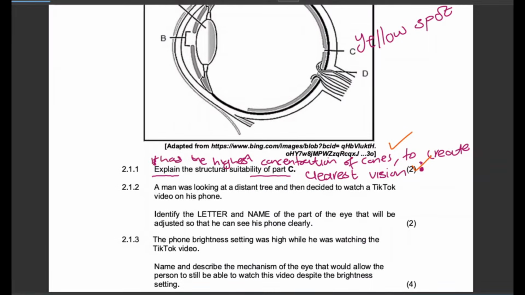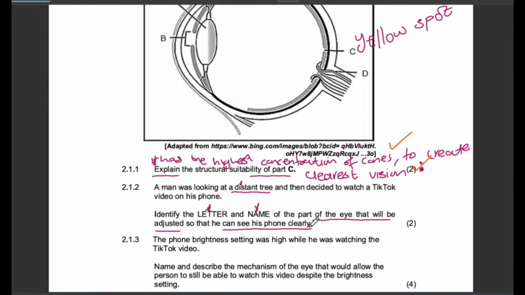2.1.2. A man is looking at a distant tree. This information is important. A man was looking at a distant tree and then decided to watch a TikTok video on his phone. So firstly, he was looking at a tree, which is at a distance, and then decided to watch a video on his phone. So they've given us that scenario, right? Now they are asking us to identify the letter and the name of the part of the eye that will be adjusted so that he can see his phone clearly.